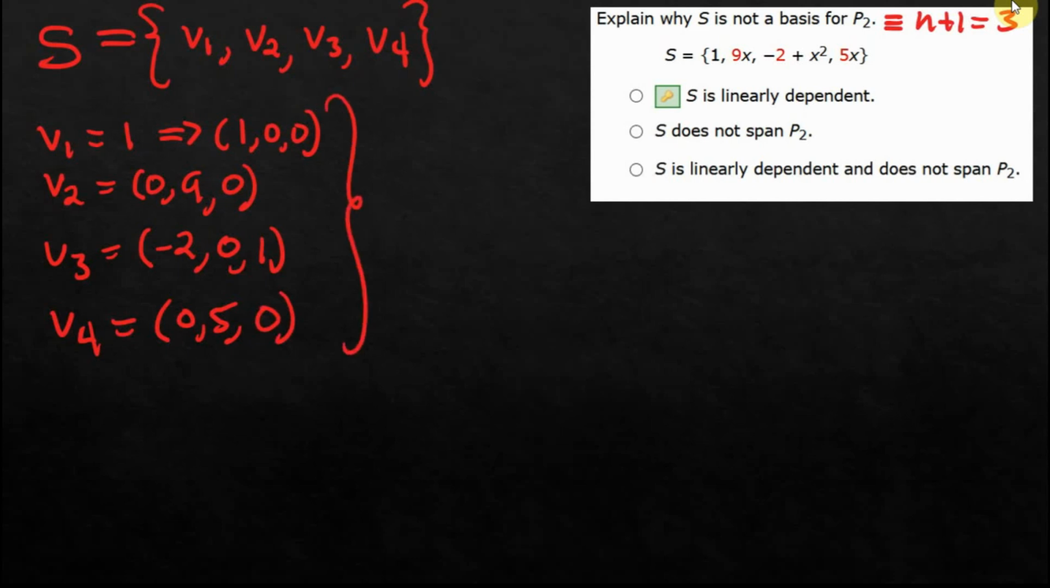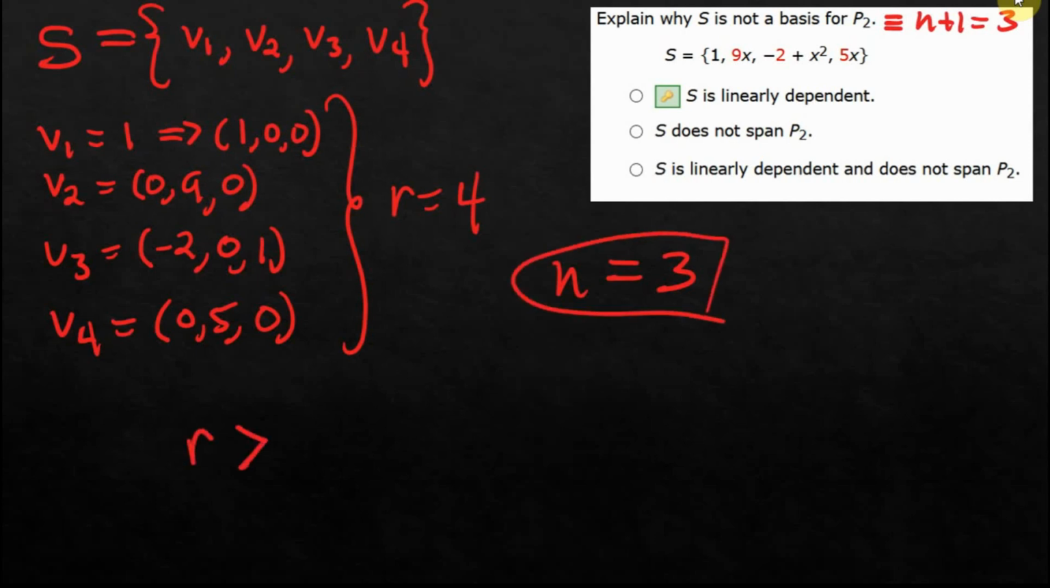Now check this out. R is equal to 4. But here, I got n plus 1 is equal to 3, but it's really just n equal to 3. That is, the space of polynomials P2 only allows for 3 vectors. And so here again you have R is greater than N. That's why you get linearly dependent. Okay?